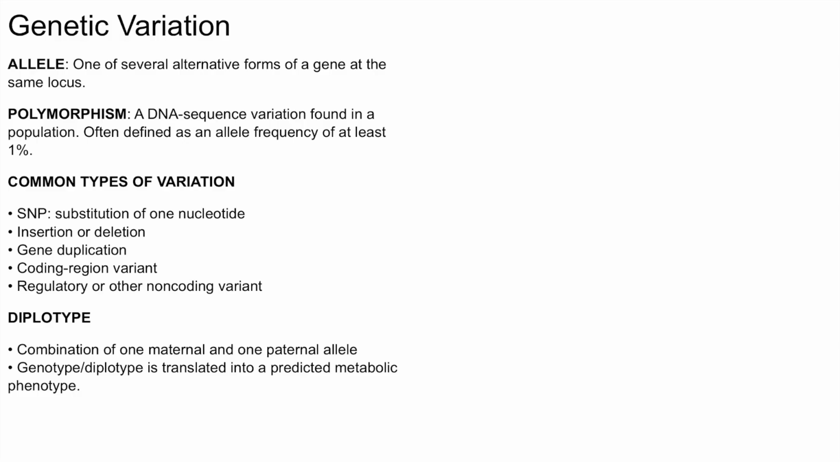A person typically inherits one allele from each parent. The pair of alleles at a gene is the genotype, or when describing paired haplotypes, the diplotype. Clinicians and laboratories may translate that genetic result into a predicted phenotype, such as poor, intermediate, normal, rapid, or ultra-rapid metabolism.